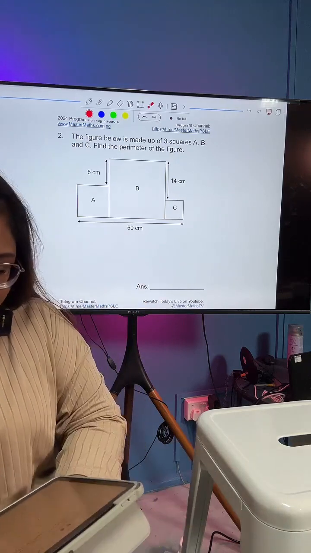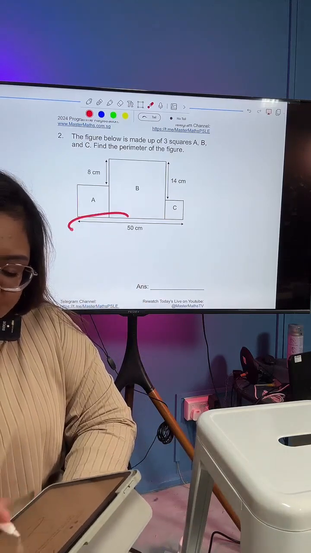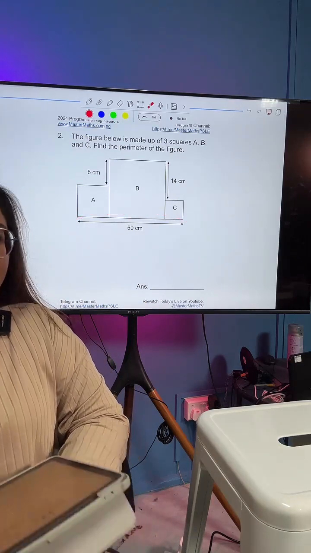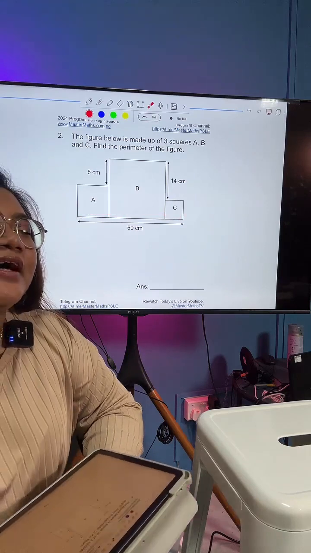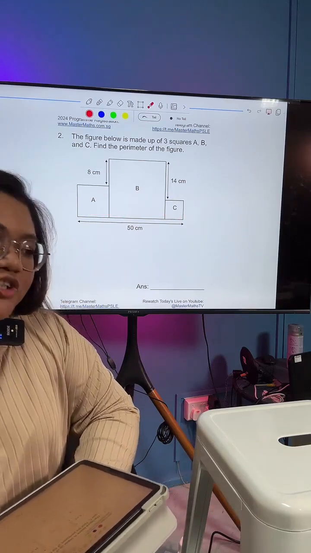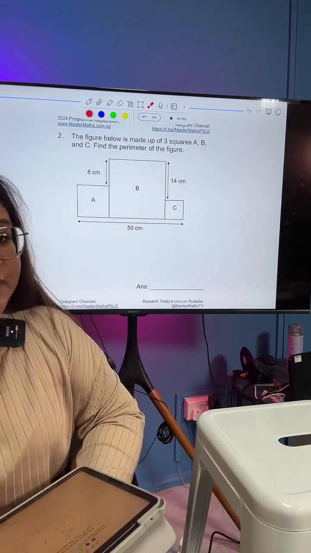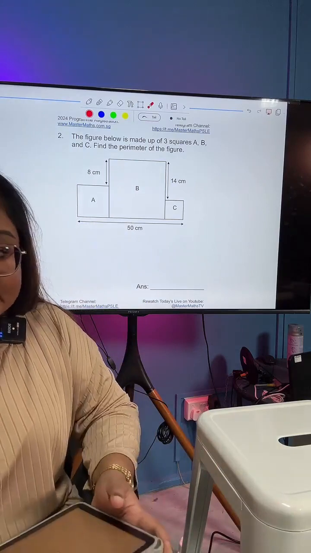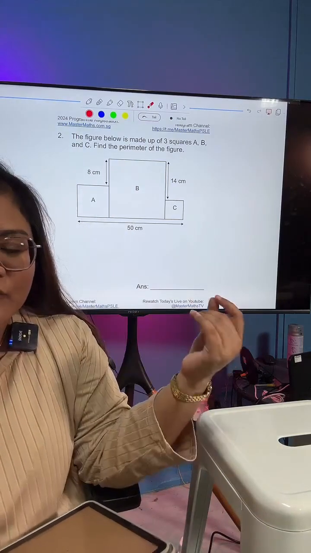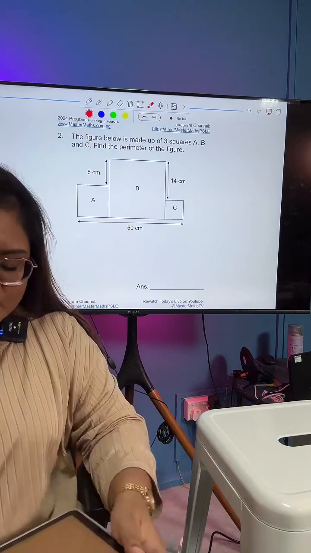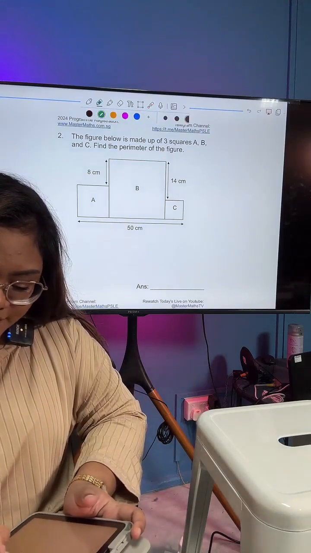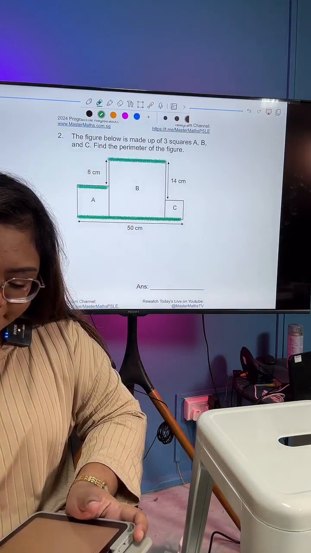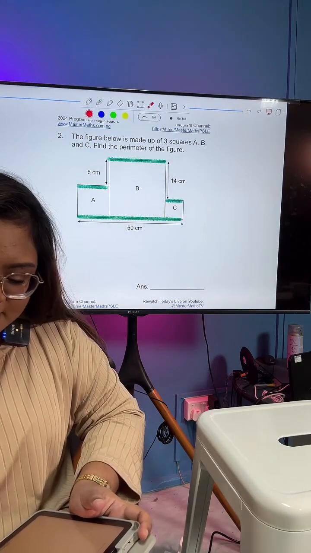For this one, how to get 8? We want a perimeter. You see, this part is already 50 cm. This question came out in one of the worksheets that I have seen before. So how do we solve it? Any ideas? Yes, the top one is also 50. Excellent. So if this is 50, this part is also 50. You are all correct. So my problem is how to get this side.